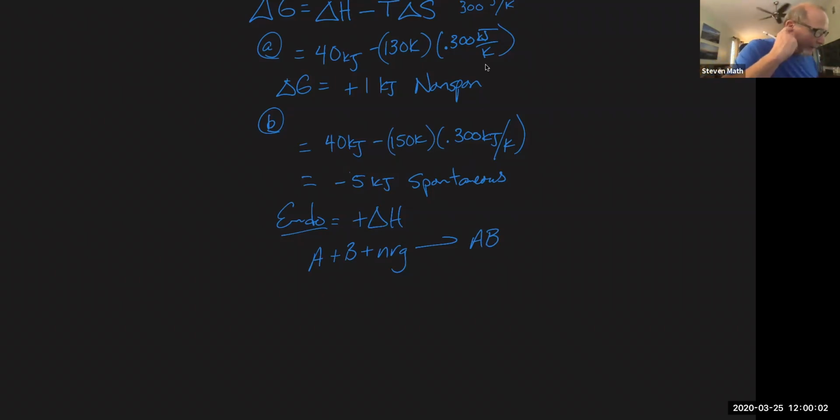Now let's see what happens if we take this and make it exothermic. So now in C, we're going to make our H a negative 40 kilojoules, minus, and we're going to make our temperature back down. Whoops. Come back.